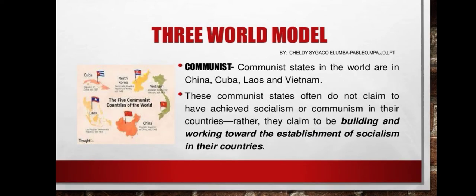And the second one is the communist. Communist states in the world are China, Cuba, Laos, and Vietnam. And when you hear communist, this does not sound good, right? But somehow they also have good goals. These communist states often do not claim to have achieved socialism or communism in their countries. Rather, they claim to be building and working toward the establishment of socialism in the country. So, from the map, we can see those countries who are communist states.